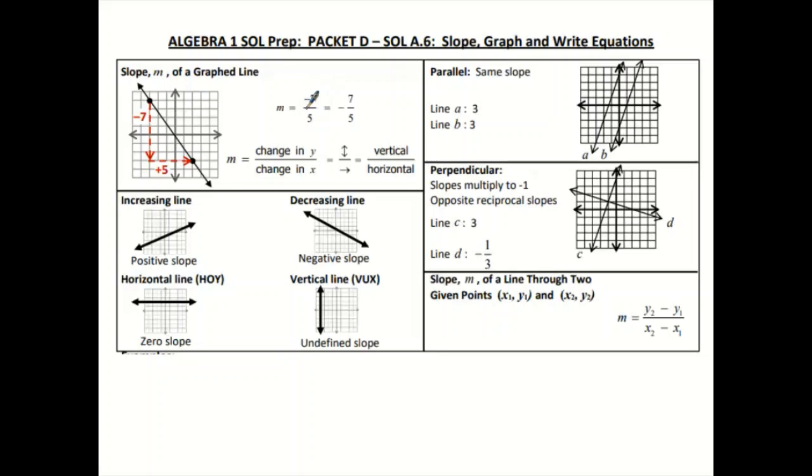Our slope is -7/5. Remember, our slope is the change in the y over the change in the x, or the change in the vertical direction over the change in the horizontal direction. If we have an increasing line, that's when we have positive slope. We go up from left to right. If we have a decreasing line, that's when we go down from left to right. That's our negative slope. If we have a horizontal line, we call that zero slope.